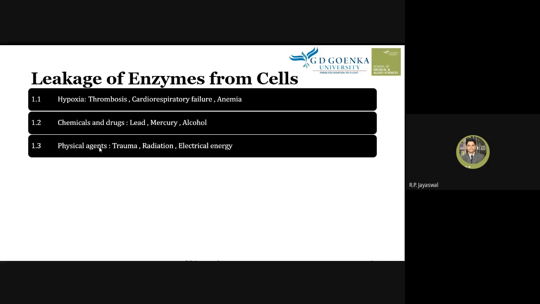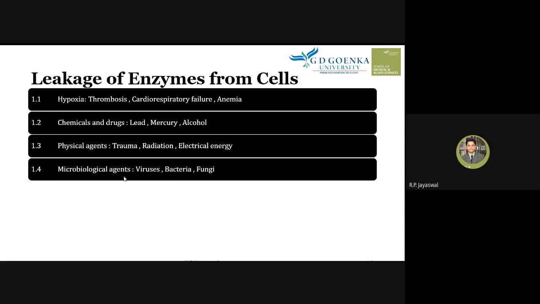Physical agents such as trauma, radiation, and electrical energy. These agents may cause trauma to the tissues or the cells, and because of that there may be cell damage or cell membrane damage, and it results in the release of the enzyme from the cell to the blood.